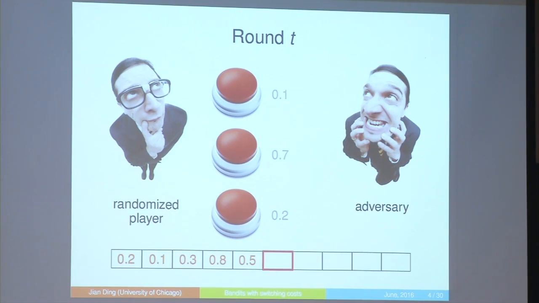Now let us be a little bit more formal. First of all, these days randomized algorithms are very popular. So let's allow the player to have access to an infinite amount of randomness. So we allow randomized algorithms. If not, in the worst case, the adversary can really mess things up easily. So that's one of the reasons also.